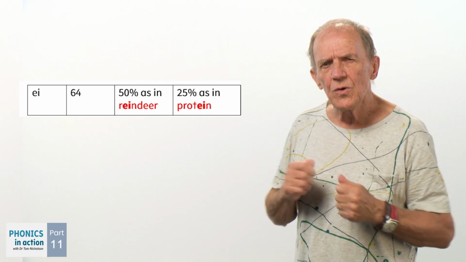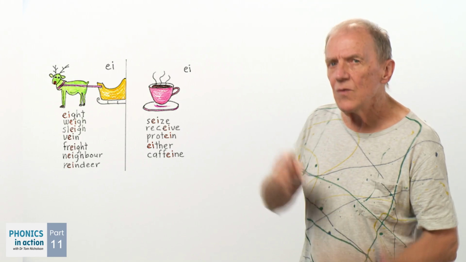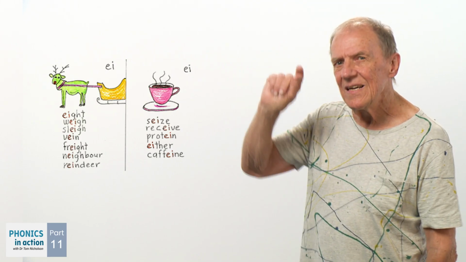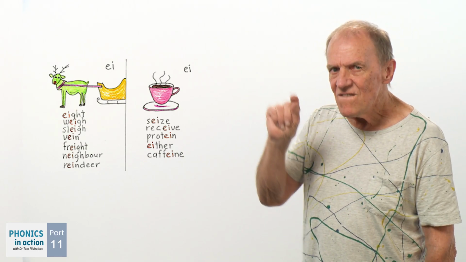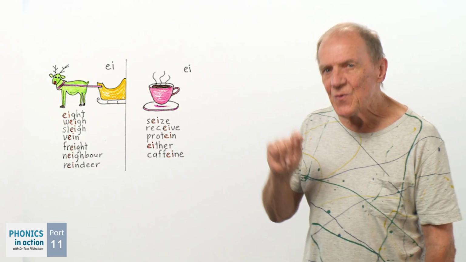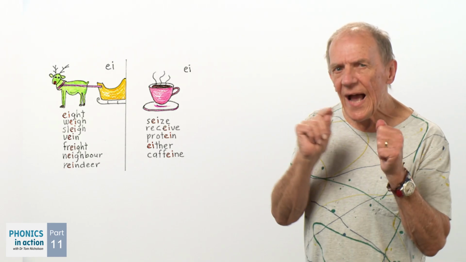Now, here are the kinds of words that you might see when you read this. So here, looking at list 1, the EI makes an A sound. I'll read those words. Eight, way, sleigh, vain, freight, neighbor. They've all got A.